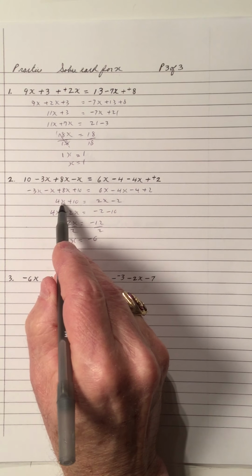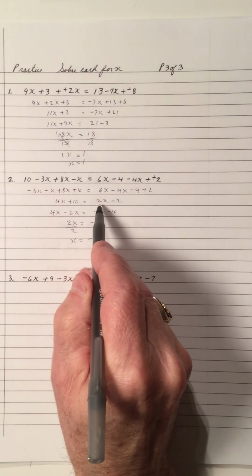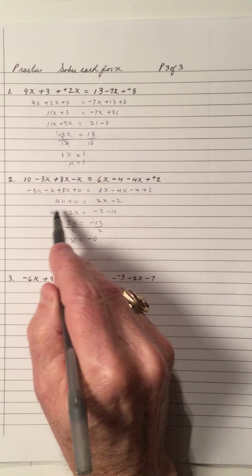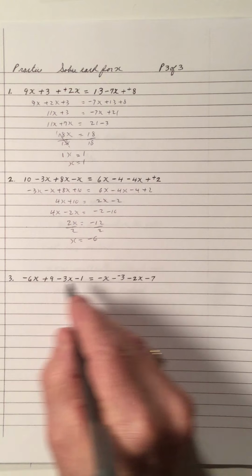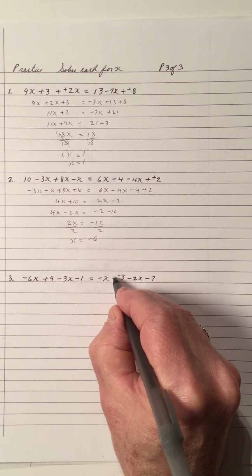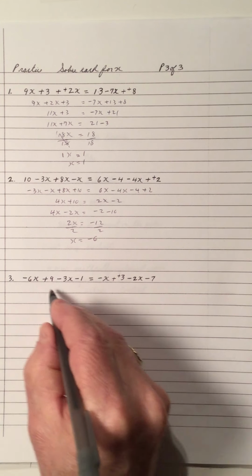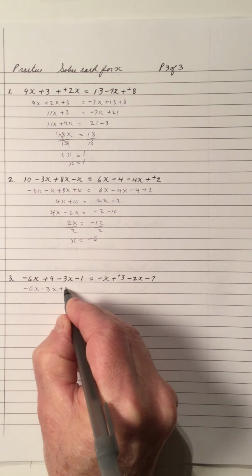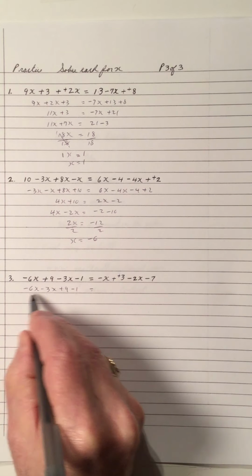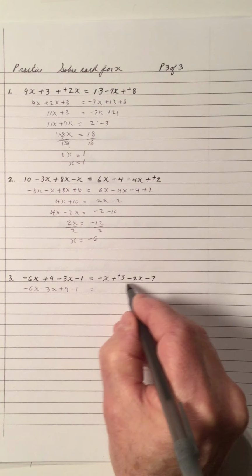Notice simplifying each side with one x and one number makes it easy to transpose. That's the way I would do it. Any double negatives? Yep, good. Group your like terms. Negative 6x minus 3x plus 9 minus 1. X's first and the numbers.